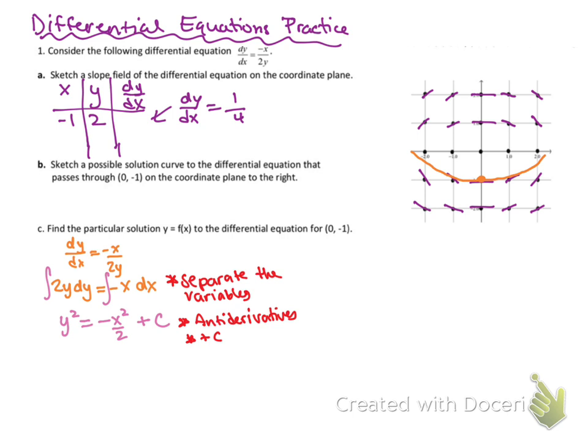At this stage, you are going to want to use your initial condition, which is the 0, -1.